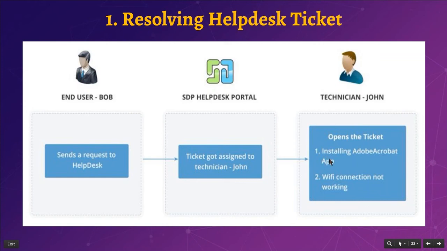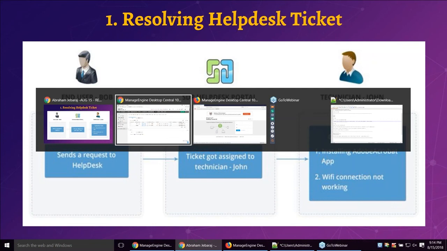Bob has raised 2 requests. One is for installing the Adobe Acrobat application. The second is regarding a Wi-Fi connectivity issue. So John is planning to use the remote control feature in Desktop Central to help Bob with these requests. Let me show you how John is going to help Bob. For better understanding, let's assume myself as John. So I'm logging in as John to the console.